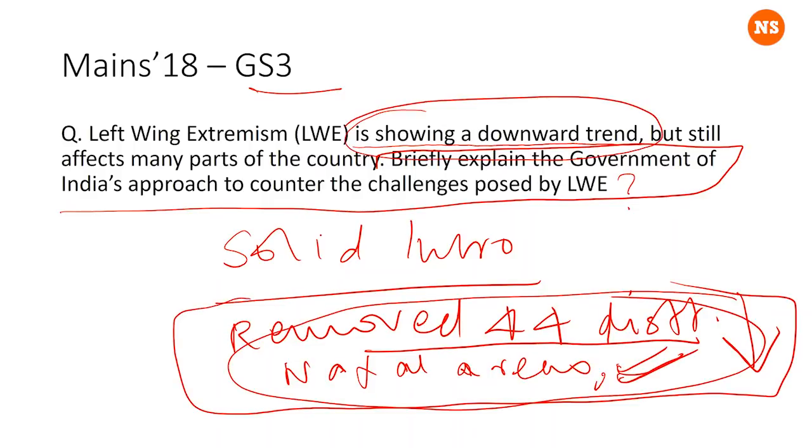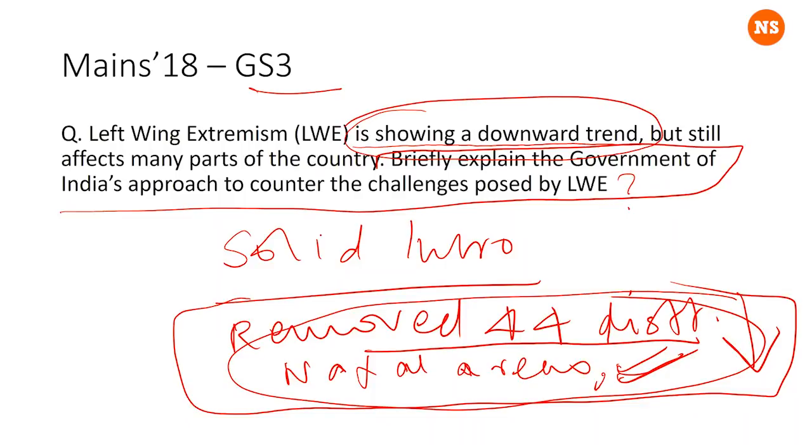Now the second part: briefly explain the Government of India's approach to counter the challenge. When I told you about the schemes and policies, I said you can simply search on Google that there's a topic called left-wing extremism in GS3. So search left-wing extremism plus government scheme. The first result that would come up is SAMADHAN. Even if you know nothing and only know this scheme or policy by the government, you can write the entire answer, right?